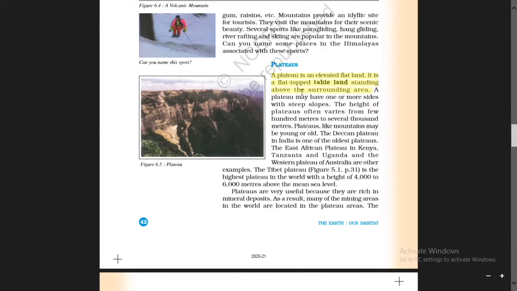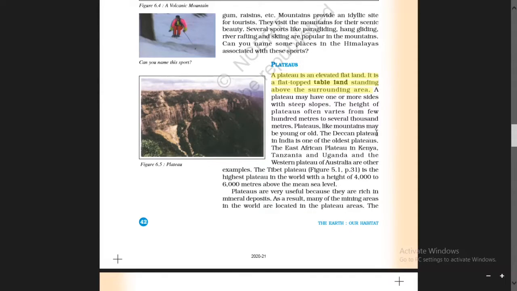A plateau may have one or more sides with steep slopes. The height of plateaus often varies from a few hundred meters to several thousand meters. The height of these plateaus often varies. They are different, from a few hundred meters up to several thousand meters. Plateaus like mountains may be young or old.